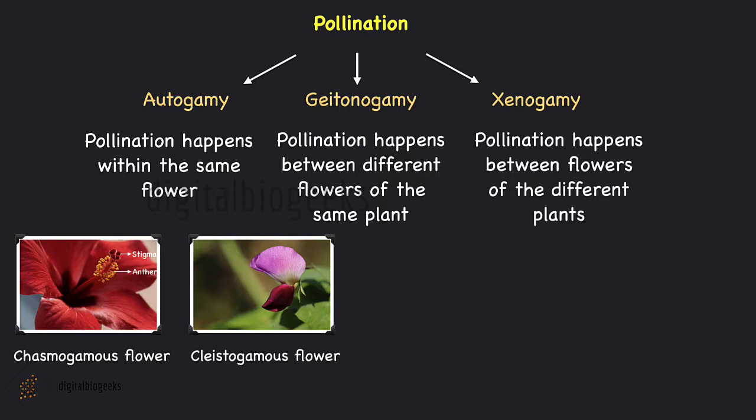In xenogamy, the pollen grains from one flower will fall on the stigma of another flower from a different plant. This will happen with the help of pollinators, and as the pollination is happening between flowers from different plants, it will bring genetic variation among the offspring.